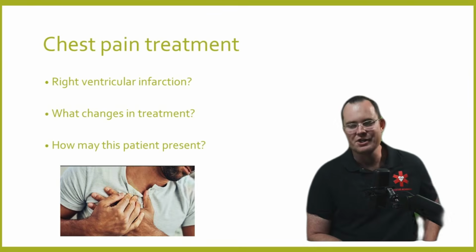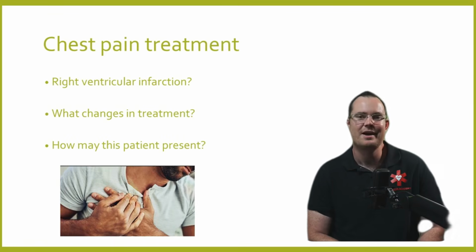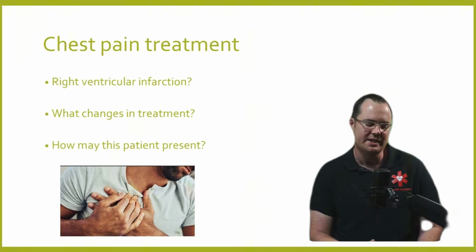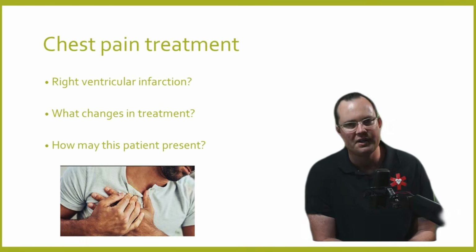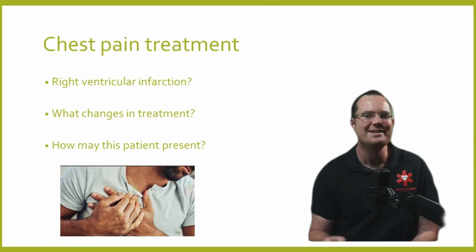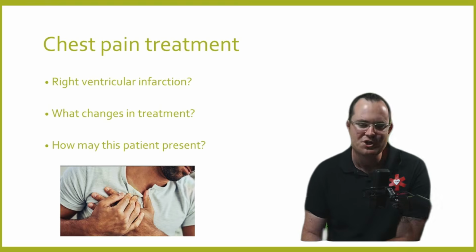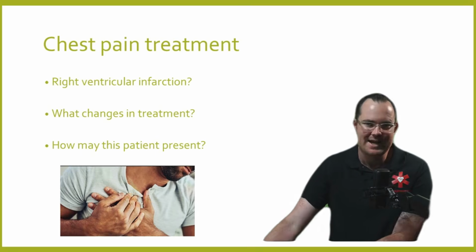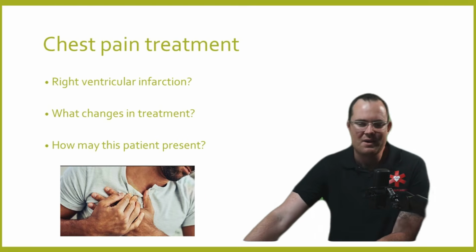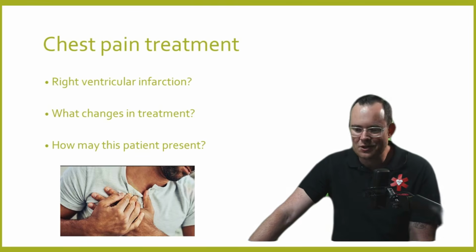Right ventricular infarction. If my patient has an inferior wall STEMI, I know, again, this is not me doing an EKG talk, but if my patient has a STEMI in my inferior leads, 2, 3, and AVF, we need to check for right-sided involvement. If my patient has right-sided involvement, this is known as a right ventricular infarct. Right side involvement, also known as a right ventricular infarct. What changes in our treatment?